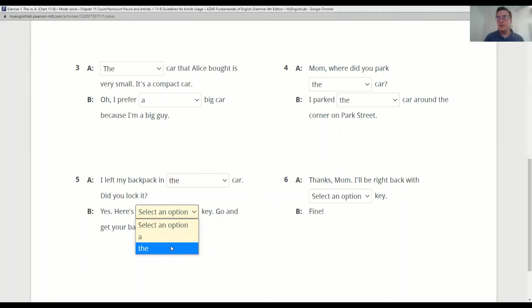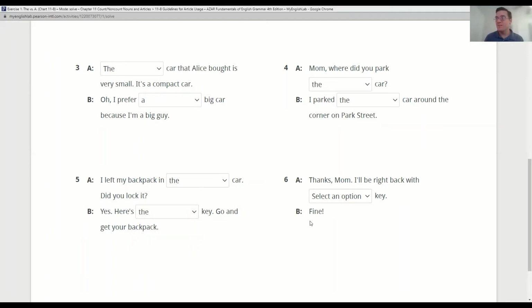Here's the key. Again, I need to unlock my car, so I don't want a key. A key just means give me any key. I don't want any key. I want my car key. I want a specific key. So please give me the key.